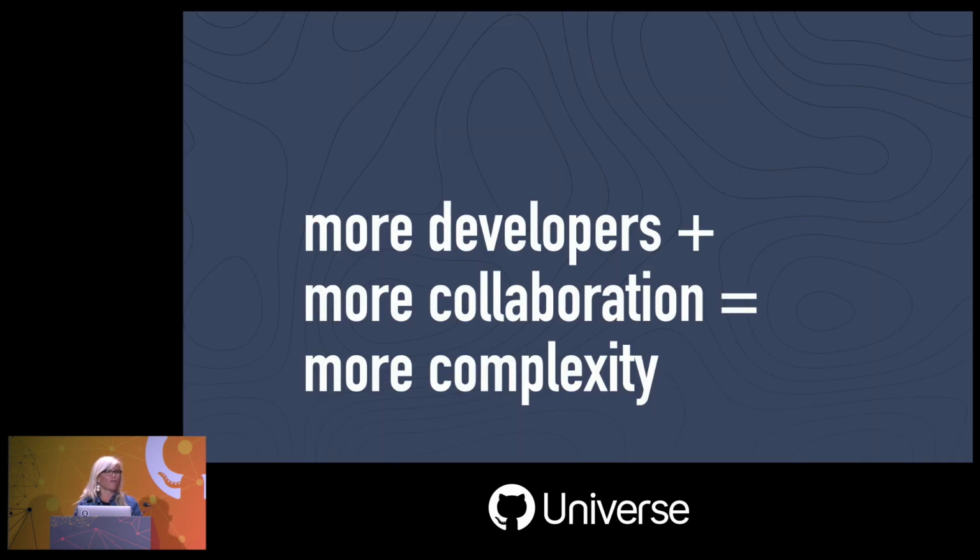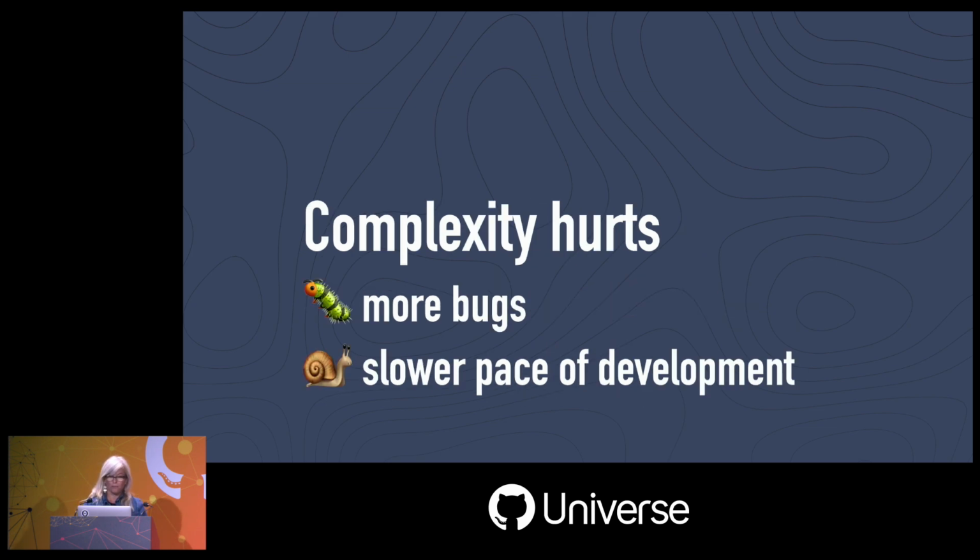So why does this matter for us? I present this formula for your consideration. More developers means more collaboration, which can equal complexity. So we as developers can't underestimate the impact that our community has on software complexity. So it's no surprise that complexity is increasing, right?